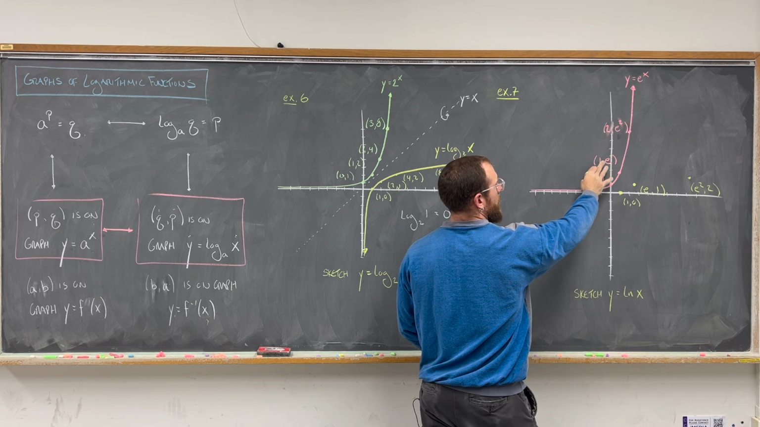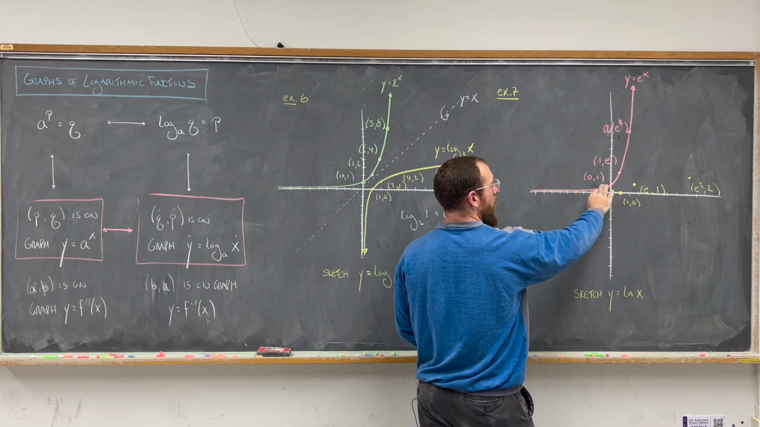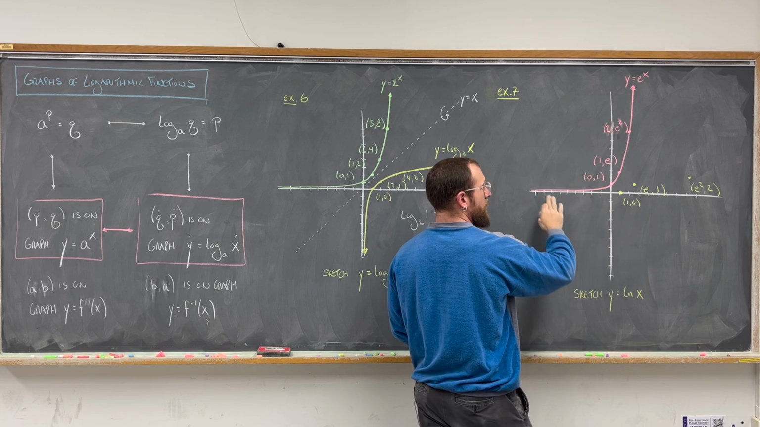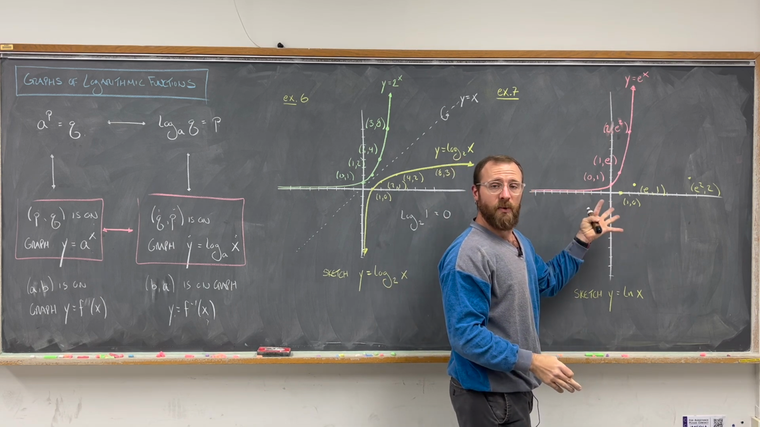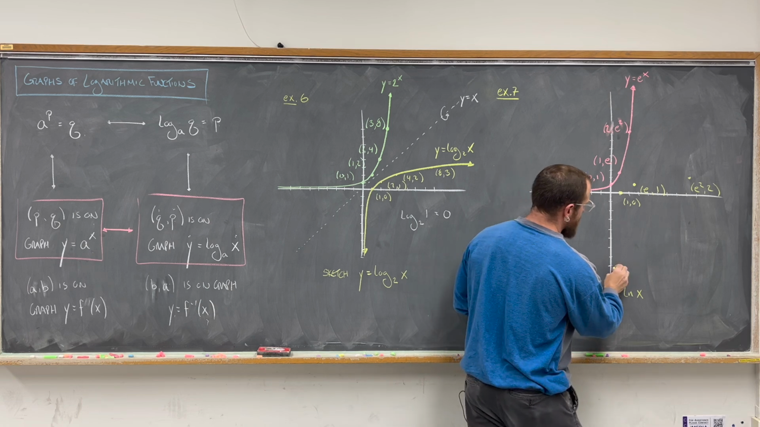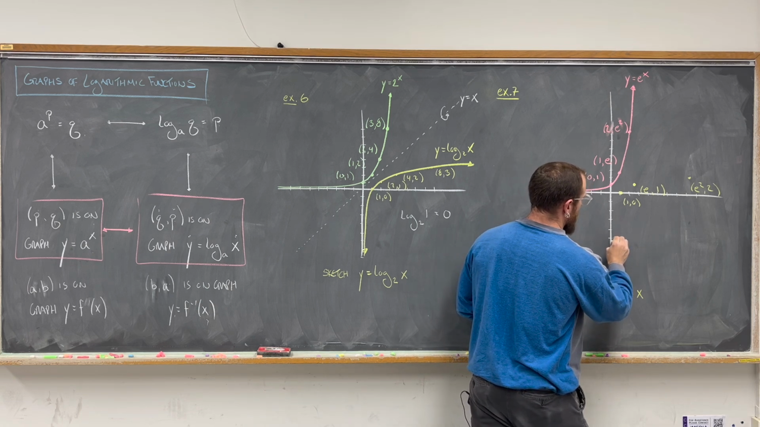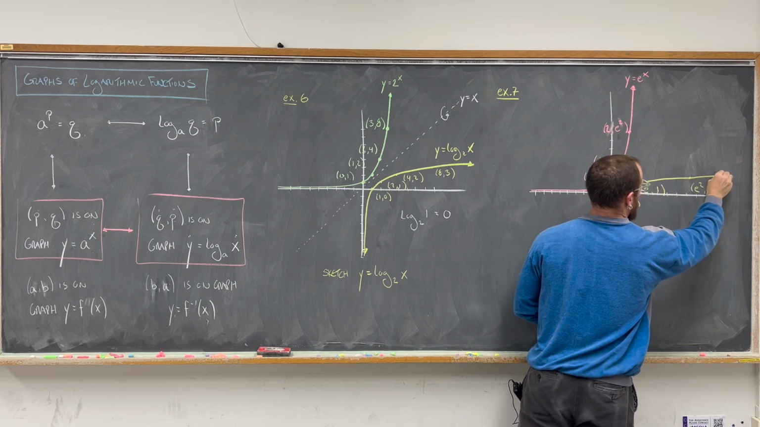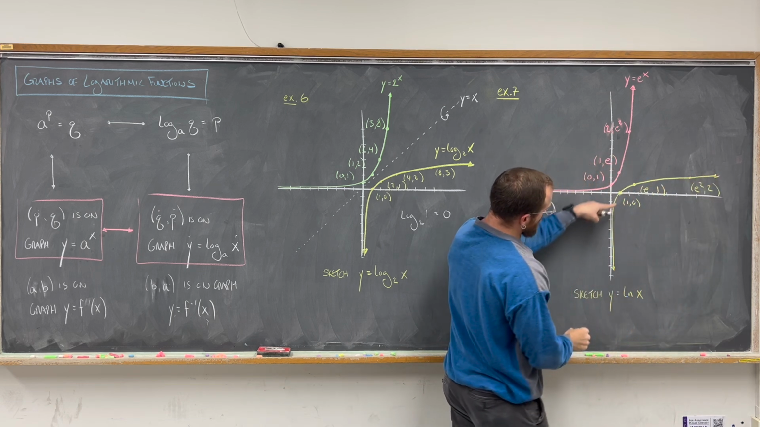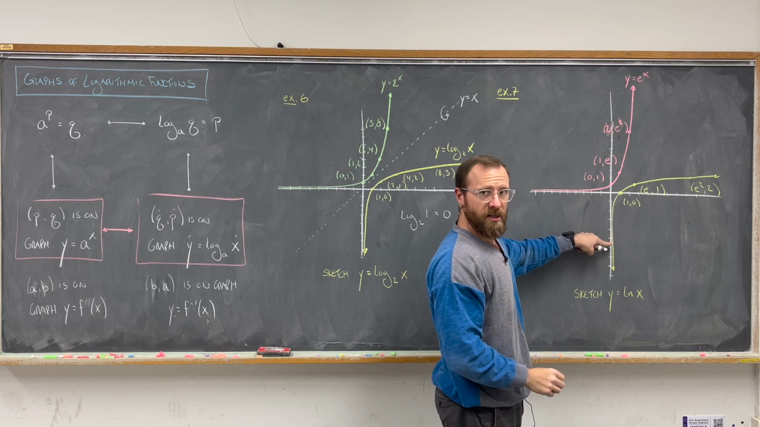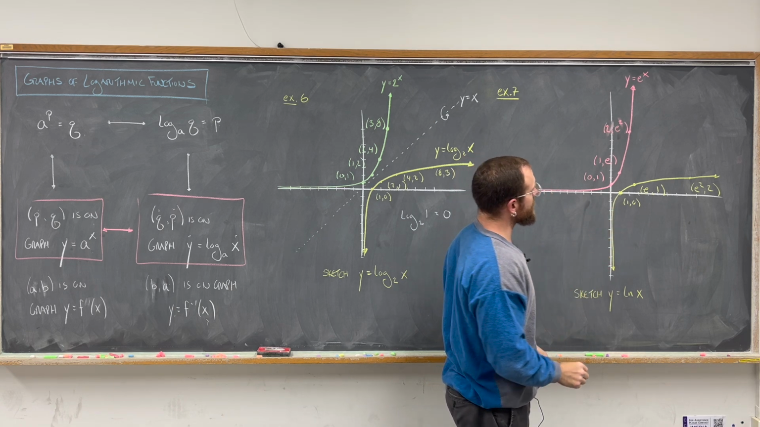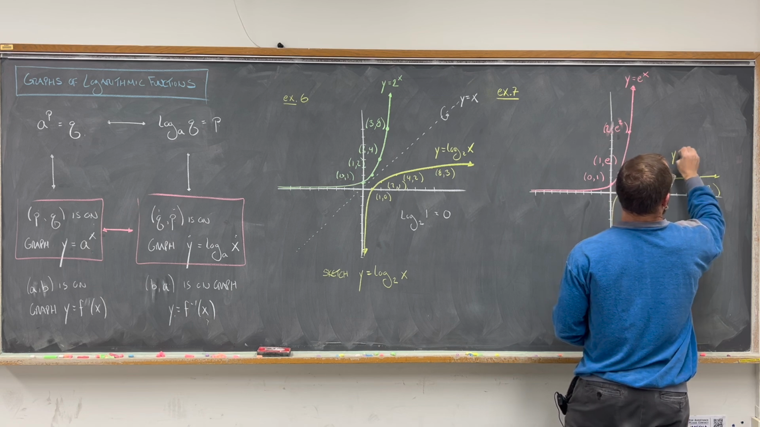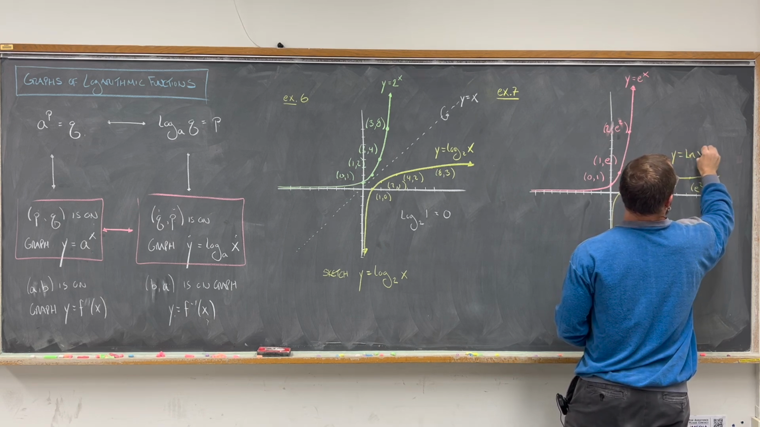on the natural exponential graph, the y coordinates are approaching 0. On the logarithmic graph, where x and y are switched, the x coordinates are going to be approaching 0. So I'm getting this shape for the graph. And notice that as you follow this tail, the x coordinates are getting closer and closer to 0, like I just said. This is the graph y equals ln of x.